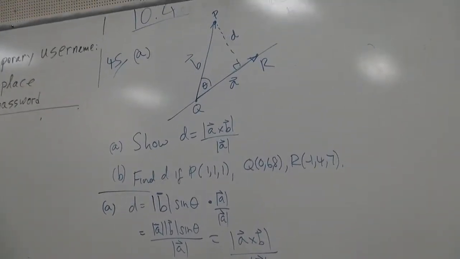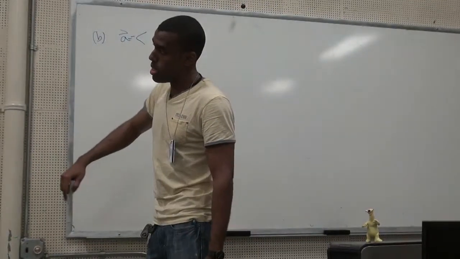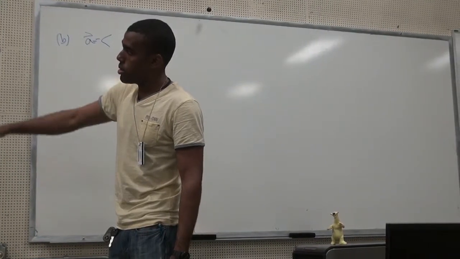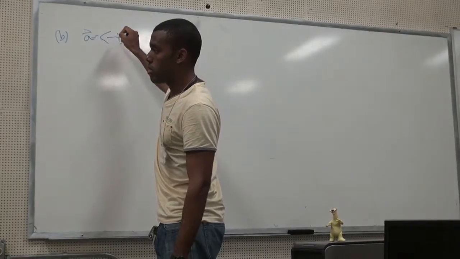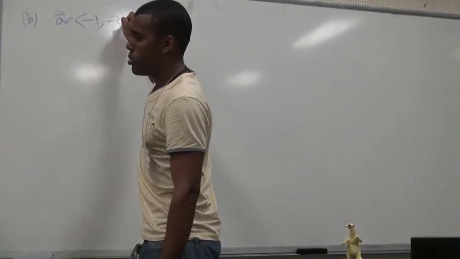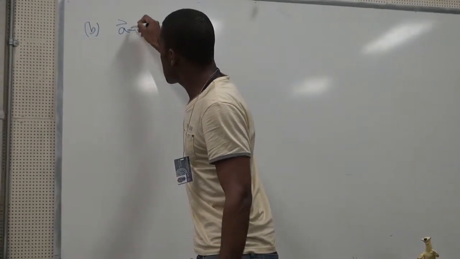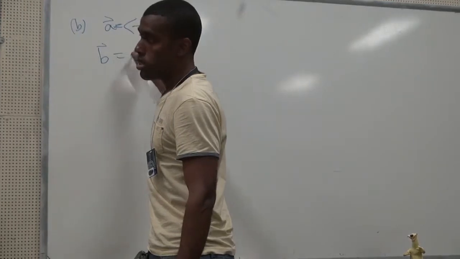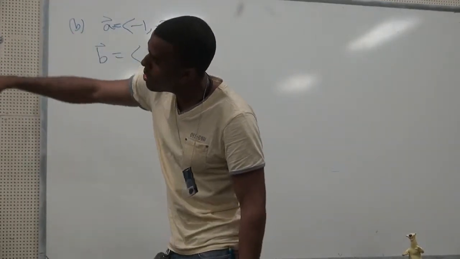And part B, now you just plug that in. Basically, in part B, your vector A would be QR, so it's just going to be minus 1, minus 2, minus 1. And your B would be... B is actually QP.